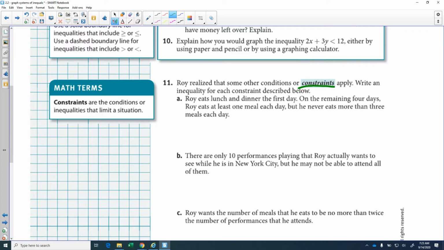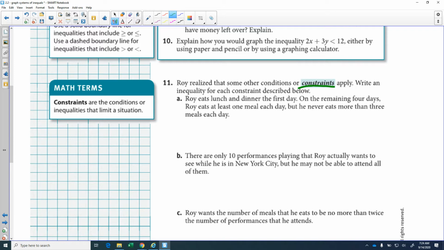So we have to place constraints on this to basically state, I have to do this to make this situation correct. For this first one, it says, Roy eats lunch and dinner the first day. On the remaining 4 days, Roy eats at least one meal, but he never eats more than 3 meals. So what they want us to do is basically build a constraint.